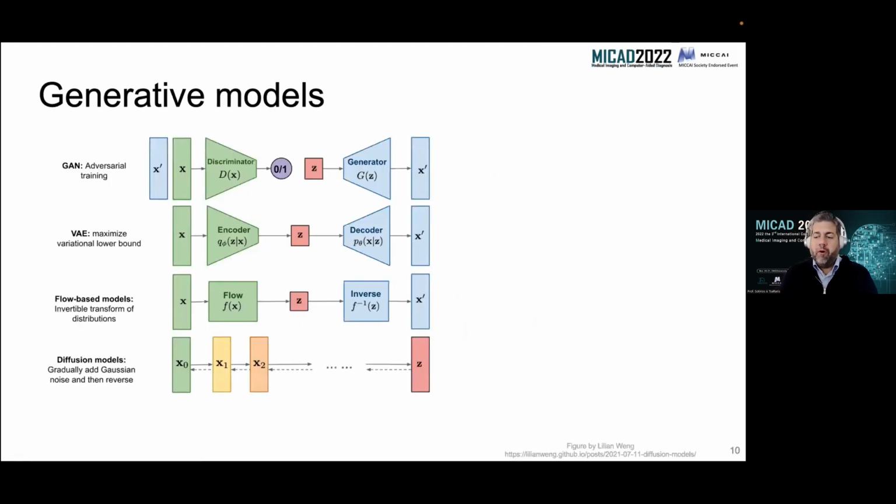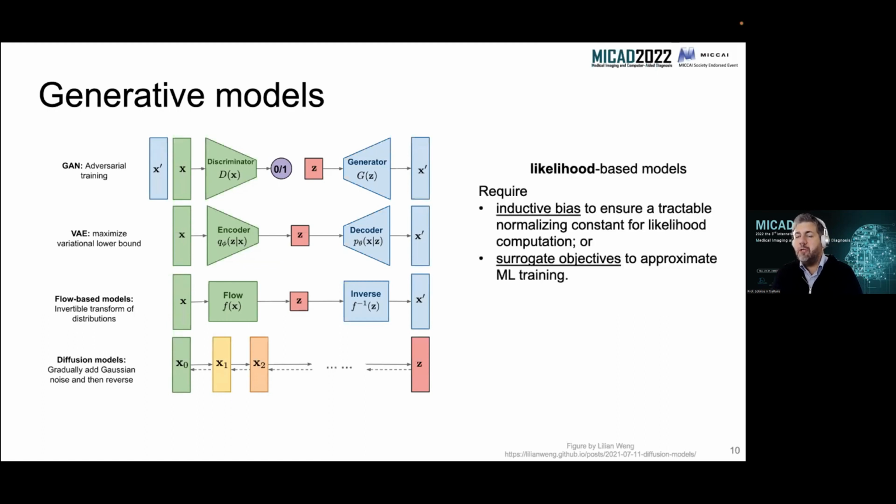So overall, generative models can be seen as those that are based on likelihood estimation and those that are implicit. Typically, likelihood models such as VAEs, flow-based, and so on, require inductive biases as a way to ensure a tractable normalizing constant as they estimate for the likelihood computation. Or they will use surrogate objectives as a way to approximate maximum likelihood training, like the classical one in the VAE, the evidence lower bound, the ELBO.